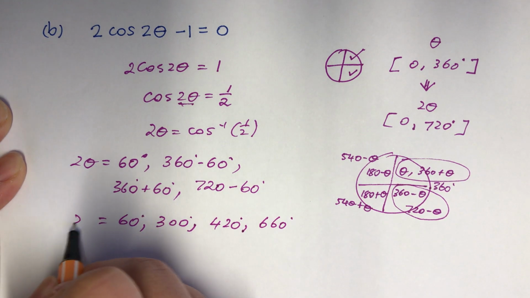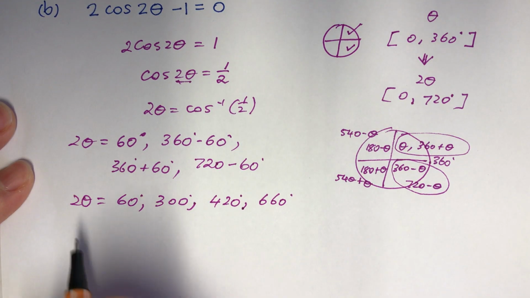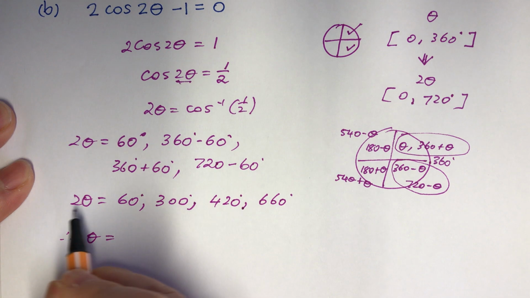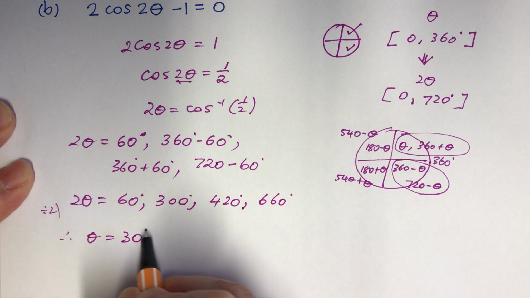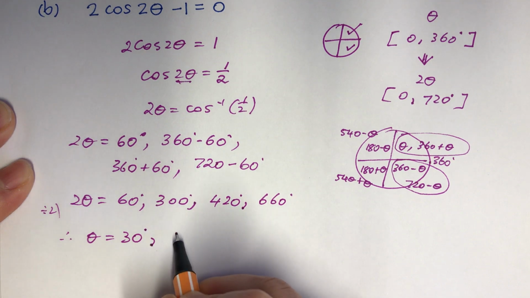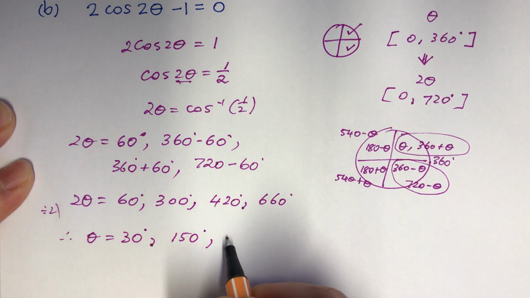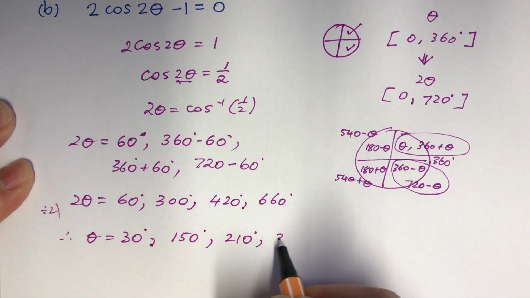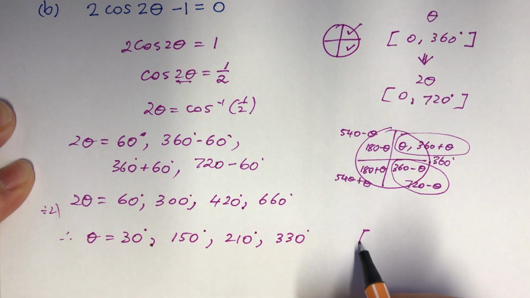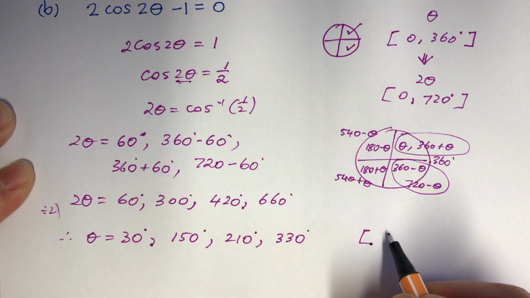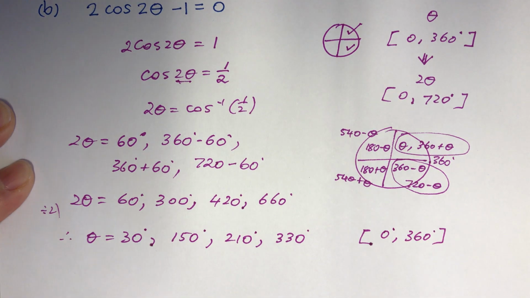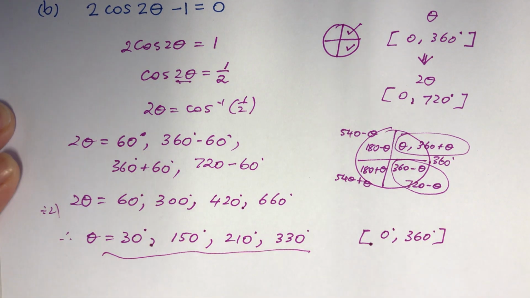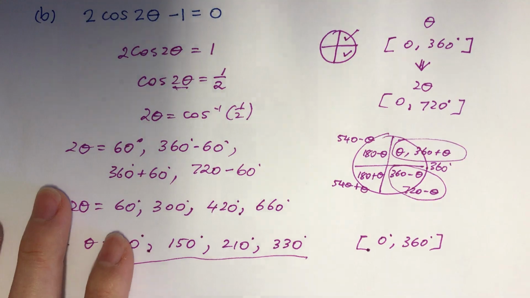Okay, so that's 2 theta, guys, and I want theta. So therefore, theta will be, I'm going to halve it, divided by 2 on everything. So I'll get 30 and 150, 210, 330. Now that will give me the answers in the range, which in the first place was 0 to 360. Okay, so that's my answer. All right, so that's not too bad.